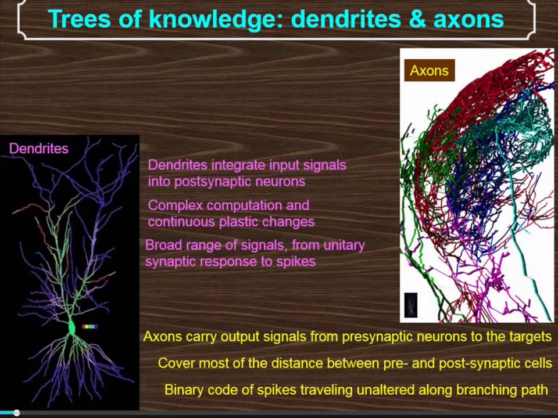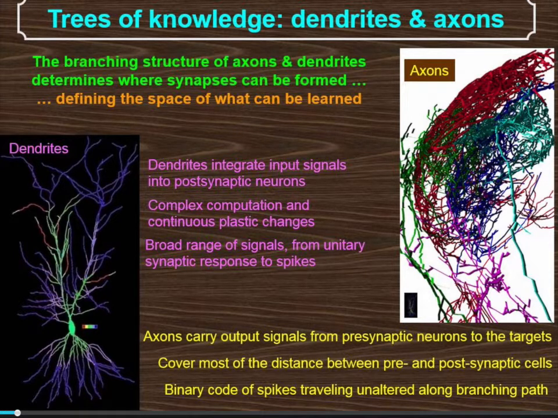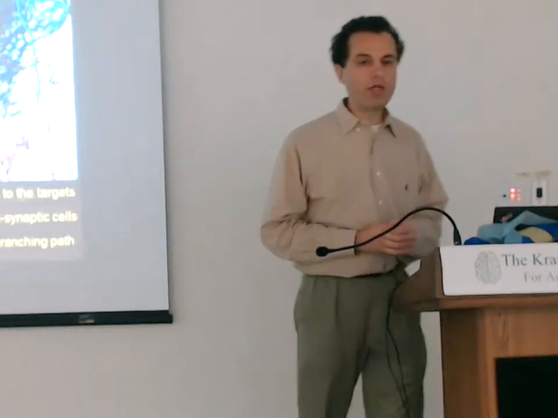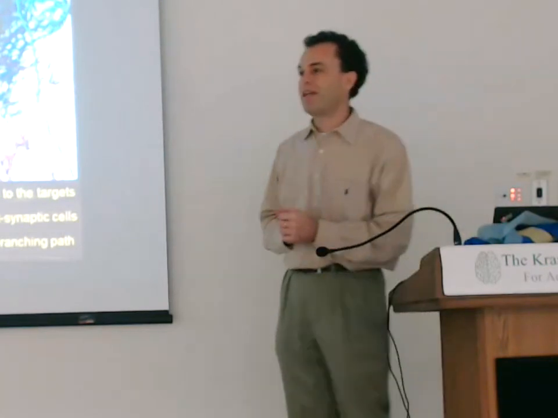And with that in mind, I have now for several years maintained that the branching structures of the axons and dendrites, of course, determine where the synapses are, because the synapses are formed largely from the axons of the presynaptic neuron to the dendrite of the postsynaptic neuron. But I'll try to convince you that this actually defines the space of what can be learned. Okay, so this is actually where the connection in my mind, at least, is between brain activity and mental content.